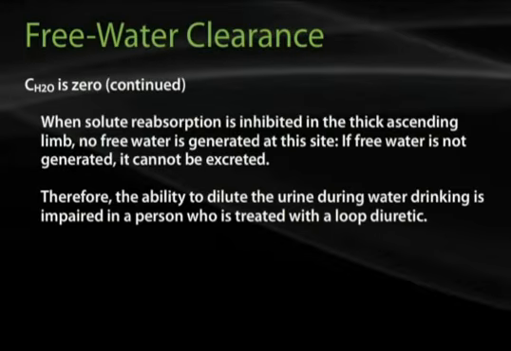When solute reabsorption is inhibited in the thick ascending limb, no free water is generated at this site. If free water is not generated, it cannot be excreted. Therefore, the ability to dilute the urine during water drinking is impaired in a person who is treated with a loop diuretic.